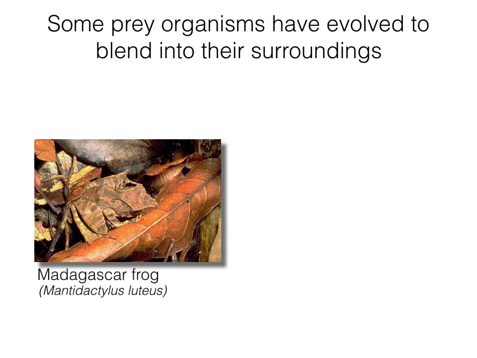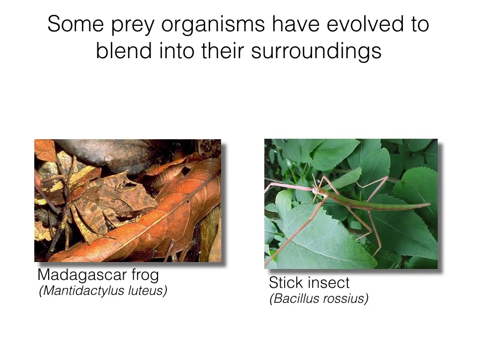This is a Madagascar frog. If you look closely, you can see its snout nestled up against the leaf, and its eyes on either side, its four limbs there, one of them touching the leaf. So this frog blends in really quite well with its surroundings because of its cryptic coloration.